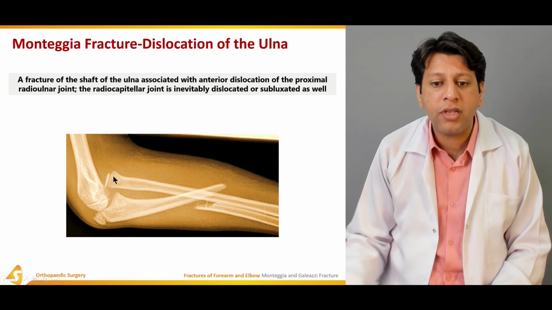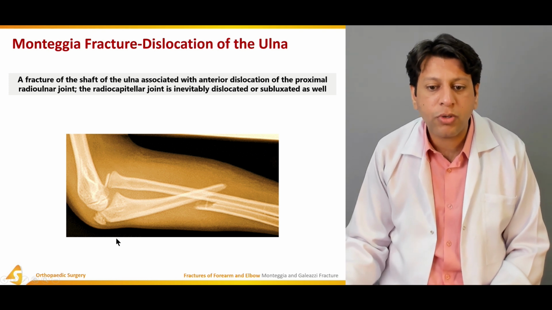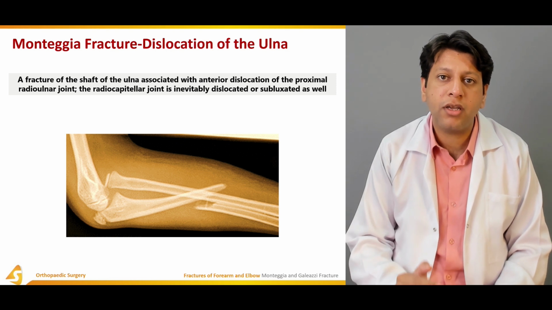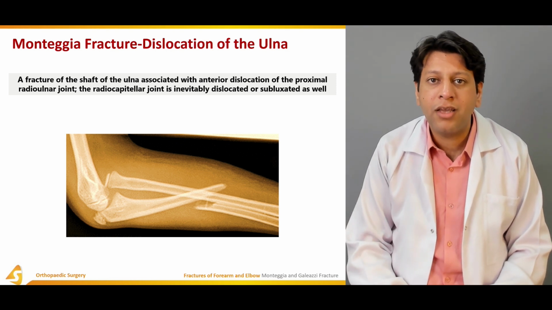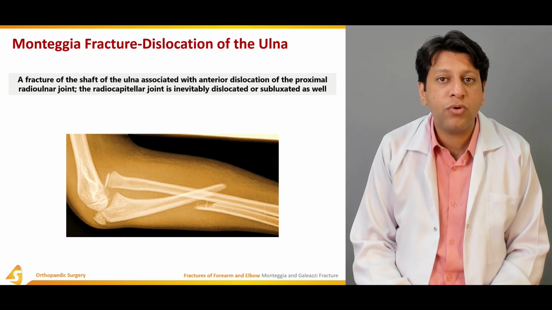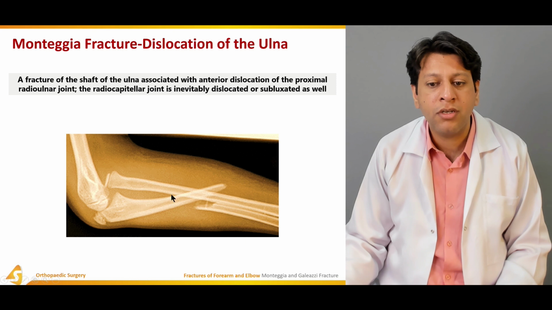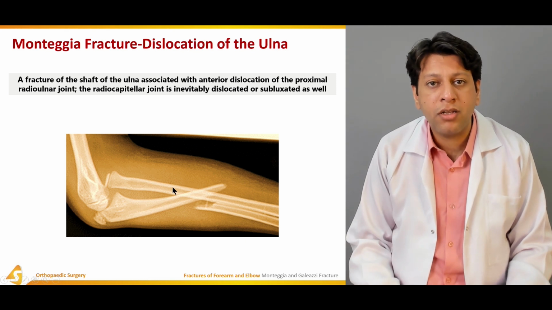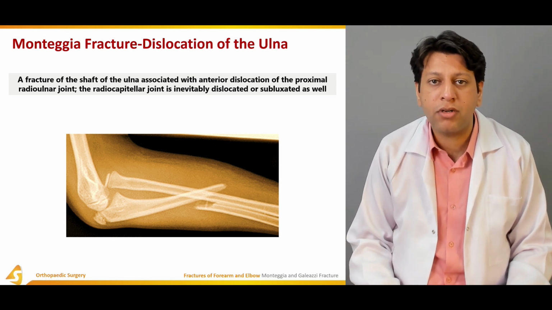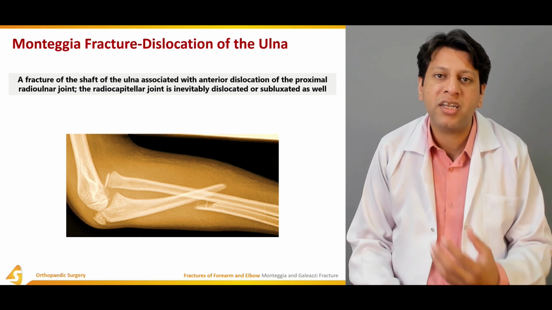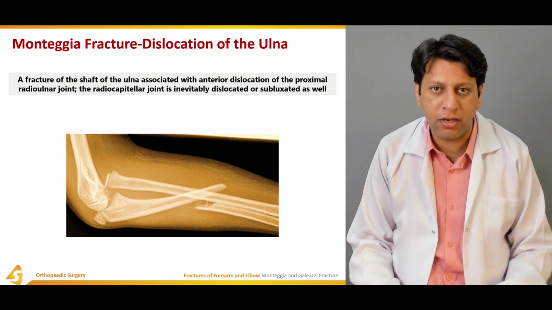In type 2, the head, instead of dislocating anteriorly, dislocates posteriorly. In type 3, instead of dislocating posteriorly or anteriorly, it goes laterally, which is very much visible in the AP view. In type 4, along with the dislocation, there is a proximal radial fracture as well. That is important. So the most common is anterior, but it can be posterior or lateral as well.